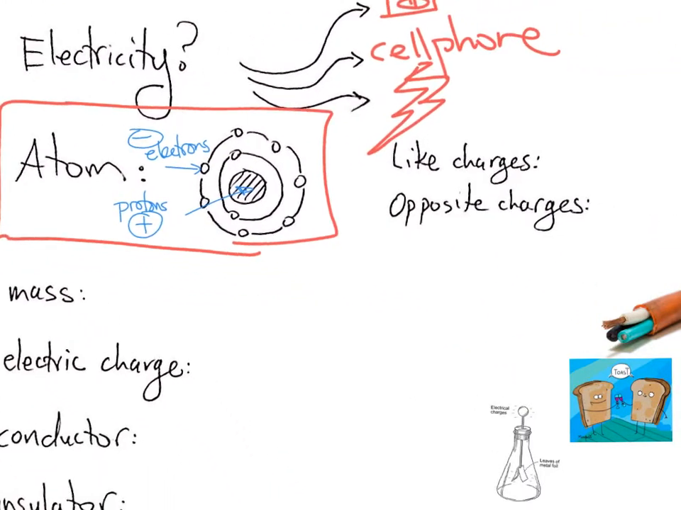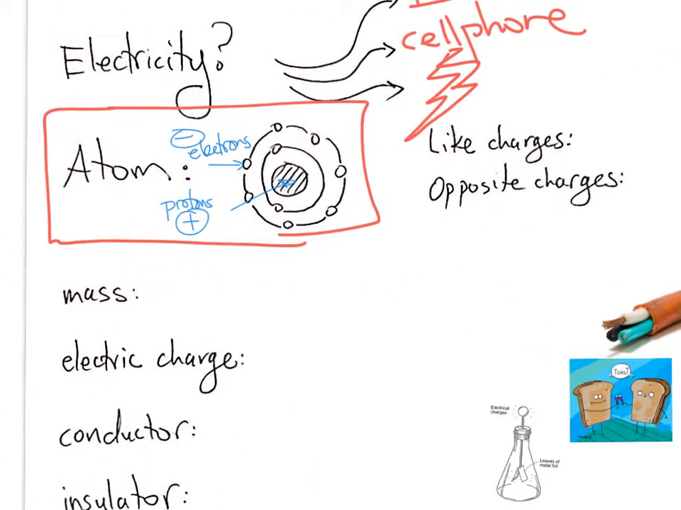So we know that like charges repel and opposite charges attract. So in the case of the atom, we have a bunch of positive charge here and a bunch of negative charge, and so we say that the electrons stay there because they are attracted to the middle of the center, the nucleus, the protons in there.